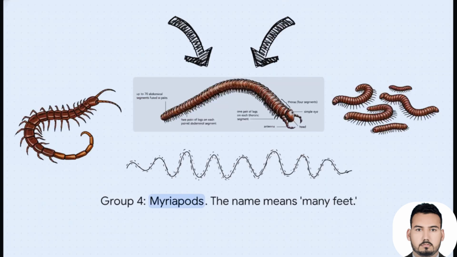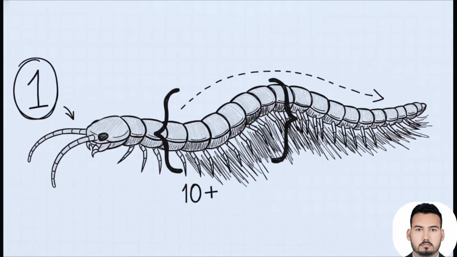And last but not least, we meet the myriapods. The name literally means many feet, and, well, it's pretty easy to see why. This group includes those familiar crawlers, the centipedes, and the millipedes. With myriapods, the name of the game is repetition. Their bodies are made of many, many similar segments, and almost every single one of those segments has legs. We're talking 10 or more pairs in total. And just like insects, they have one pair of antennae up front.